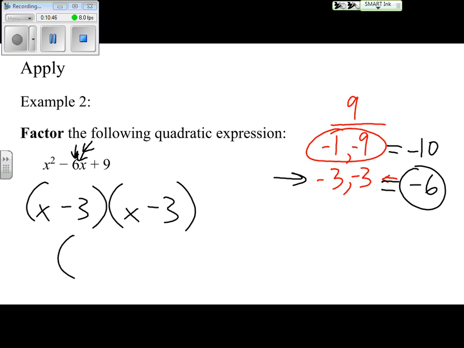But I can write this in a more simplified way. I have x minus 3 times itself. And how do we write something times itself? Squared. So that's perhaps a better, more simplified way of writing it.